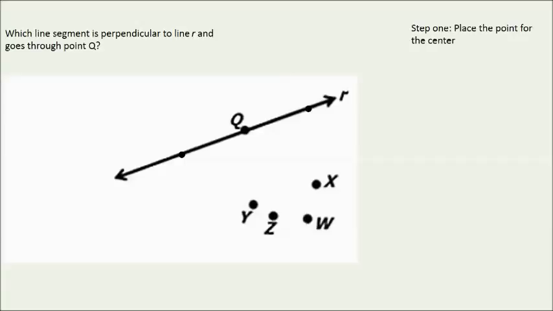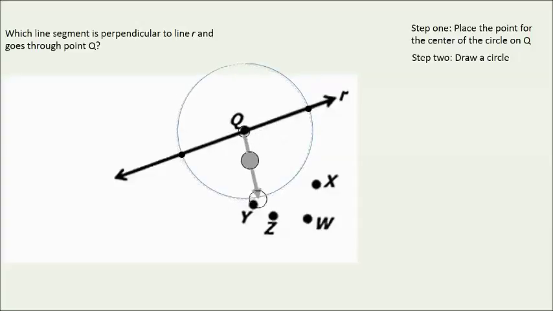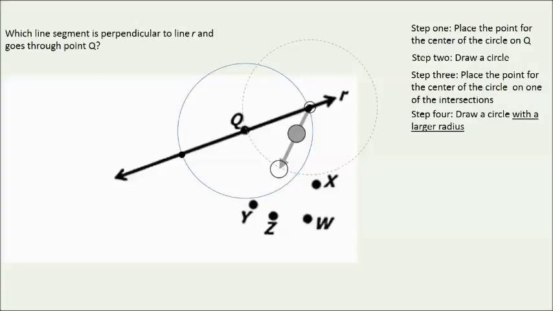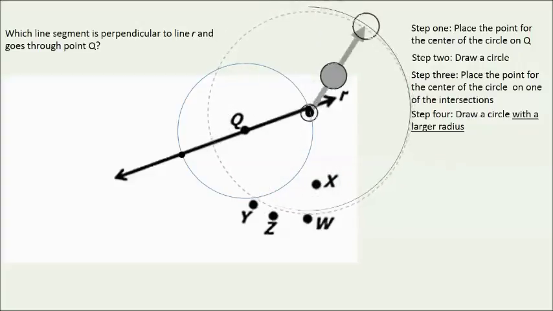Step 1. Place the point for the center of the circle on Q. Step 2. Draw a circle. What this does is similar to the last construction. We need 2 points that are the same distance from Q. So step 3. Place the point for the center of the circle on one of the intersections. So we'll slide to the right. And step 4, draw a circle with a larger radius. We want to go past that point Q. So we make our circle a little bit larger and we draw it.